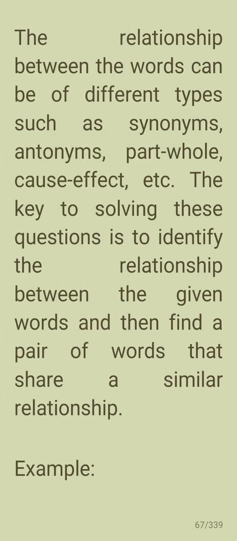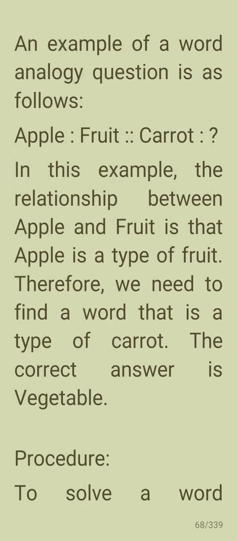The relationship between the words can be of different types such as synonyms, antonyms, part, whole, cause, effect, etc. The key to solving these questions is to identify the relationship between the given words and then find a pair of words that share a similar relationship. For example, an example of a word analogy question is as follows: apple is a fruit, carrot is a vegetable. So it is like that.